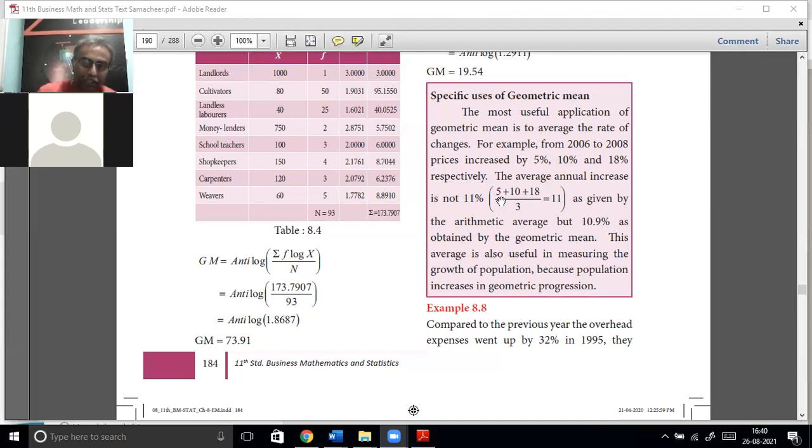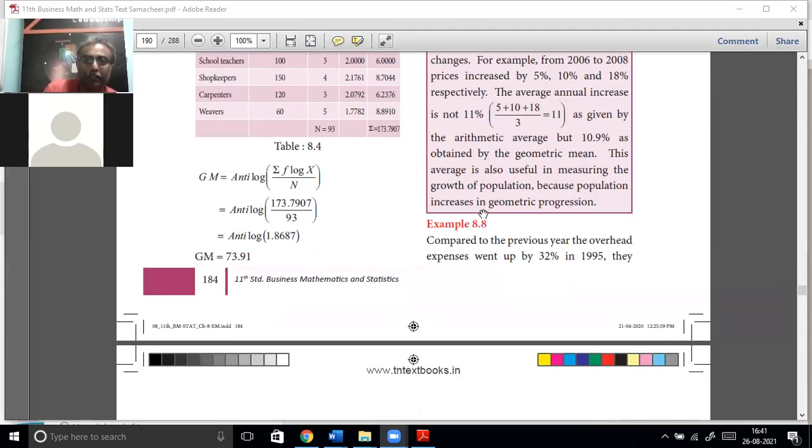See, the arithmetic mean here is 10 plus 18, 28, plus 5, 33, by 3 is 11. The arithmetic mean is 11, but that is not the true mean. 10.9 is the true mean, which is the geometric mean. Now, for measuring the growth of population, with 1991 census, 2001 census, 2011 census, 2021 census, immediately assume geometric mean, don't go for arithmetic mean. Wherever there are percentages and rates, you never think of arithmetic mean. You only think of geometric mean or harmonic mean. In this case, we are now only thinking of geometric mean.